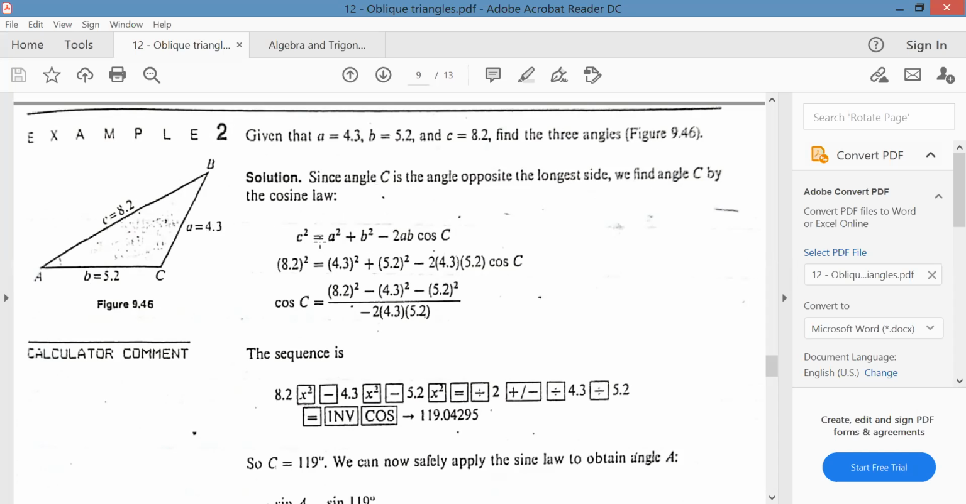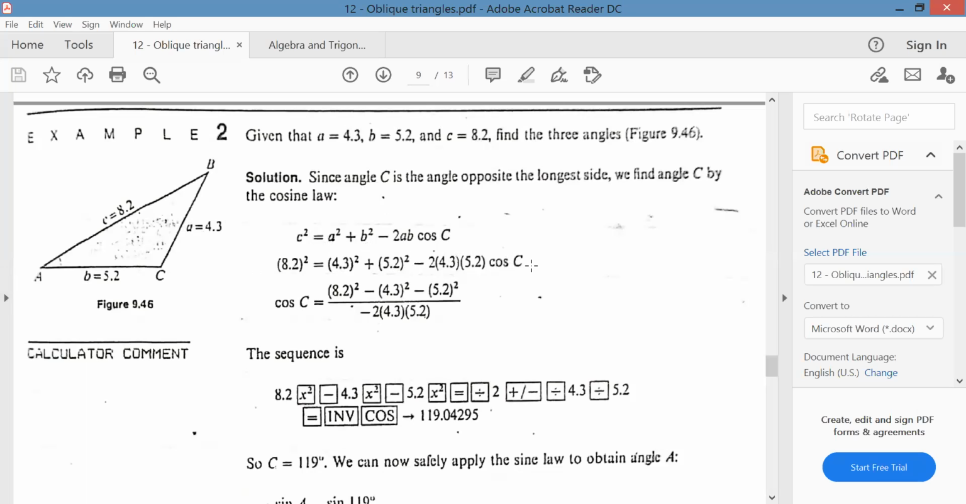You see, c square equal to a square plus b square minus twice the product of these two sides and cosine of the angle between them, that is C. Between the sides a and b, the angle is C. Insert all the known values, all the three sides are given, so put the values here. c is 8.2, insert here, square. a is 4.3, square you will take. Then b is 5.2, put here, square you will take, minus twice the product of these two sides, a and b, put here. Then cosine of C.